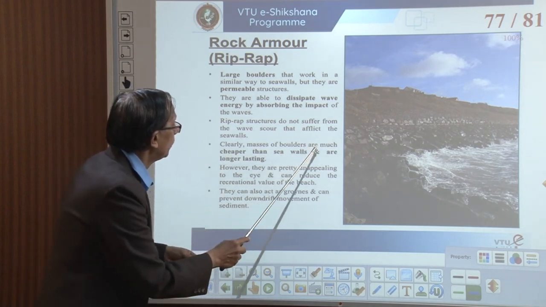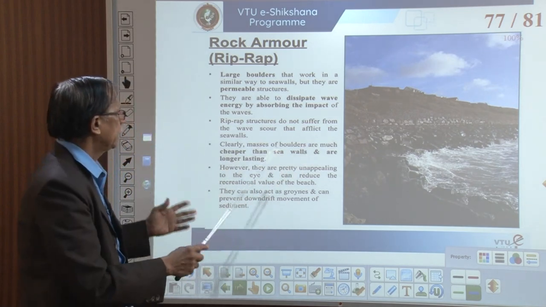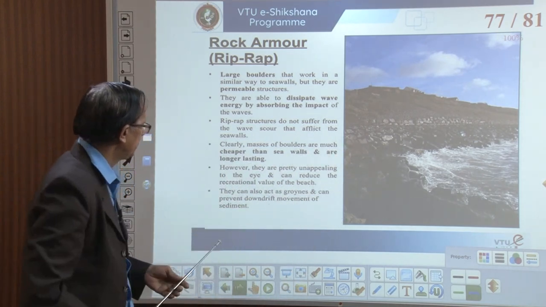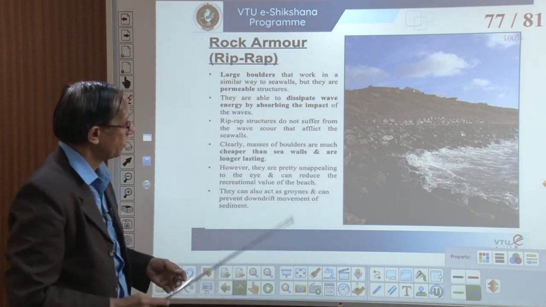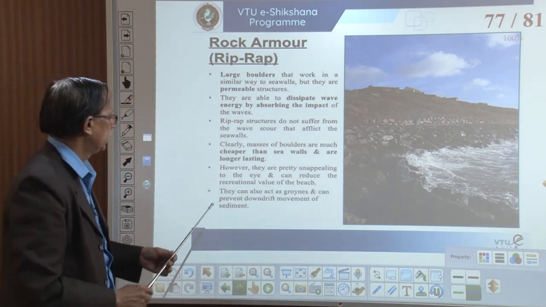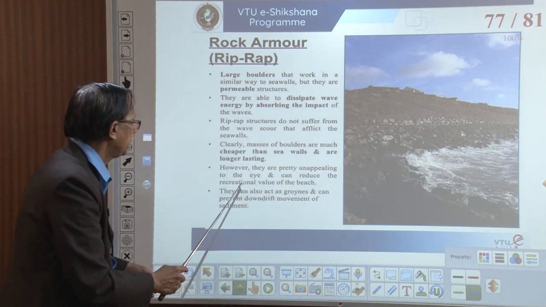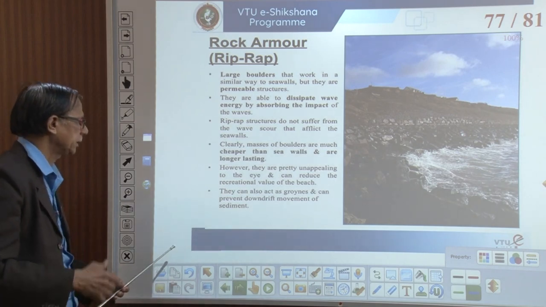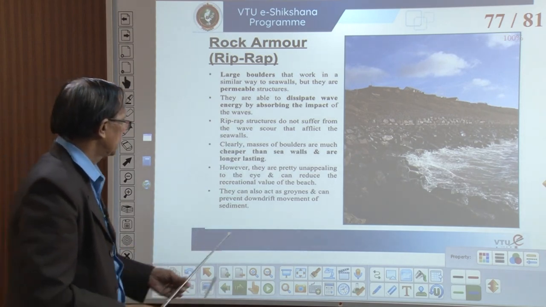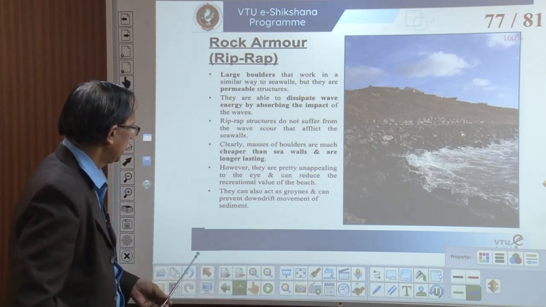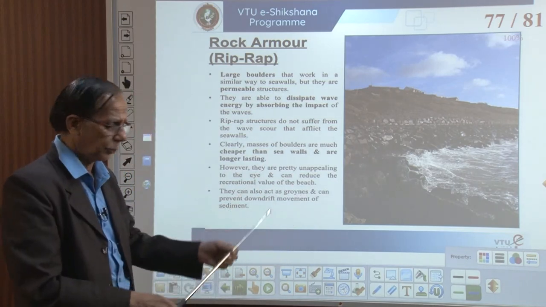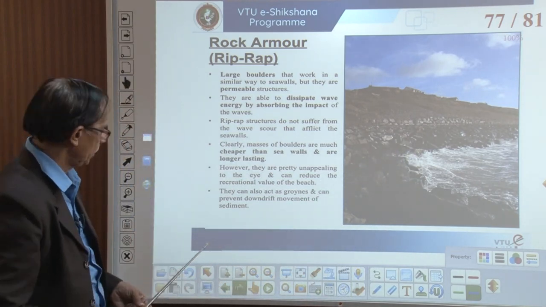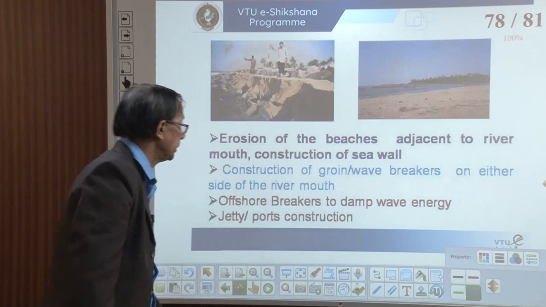Clearly, masses of boulders are much cheaper than concrete materials, and are locally available, provided they are properly located. However, they are pretty unappealing. The aesthetic beauty of the shore is lost, recreational attraction is lost, etc. They also act as a groin and can prevent downdrift. These are some of the advantages and disadvantages, depending on the nature of the coast, conditions, wave energy, etc.